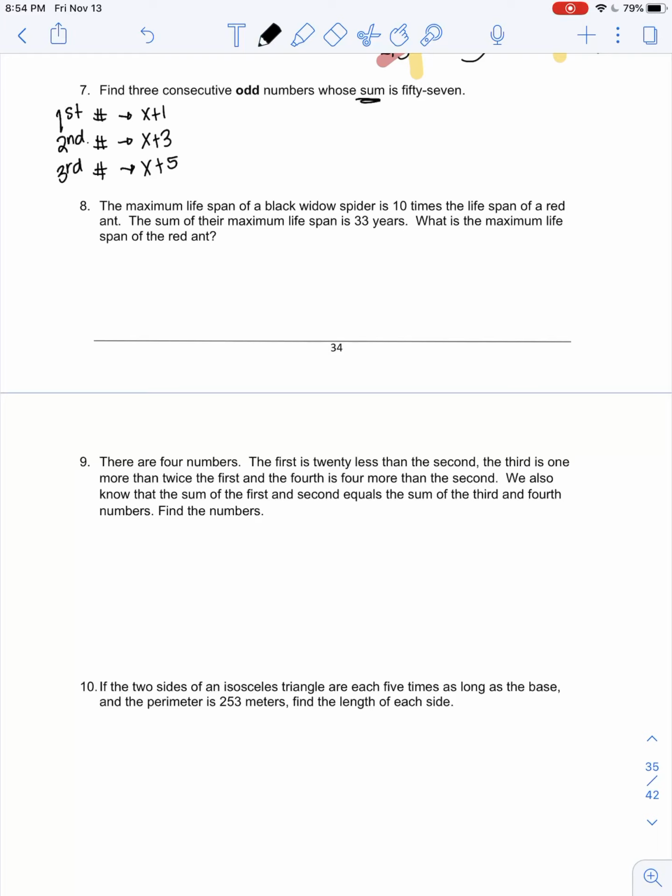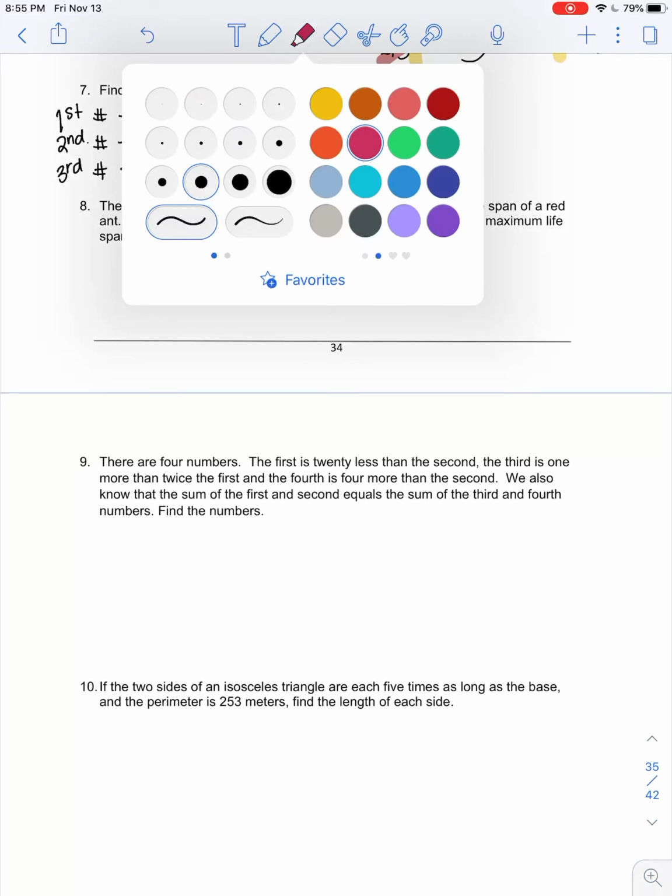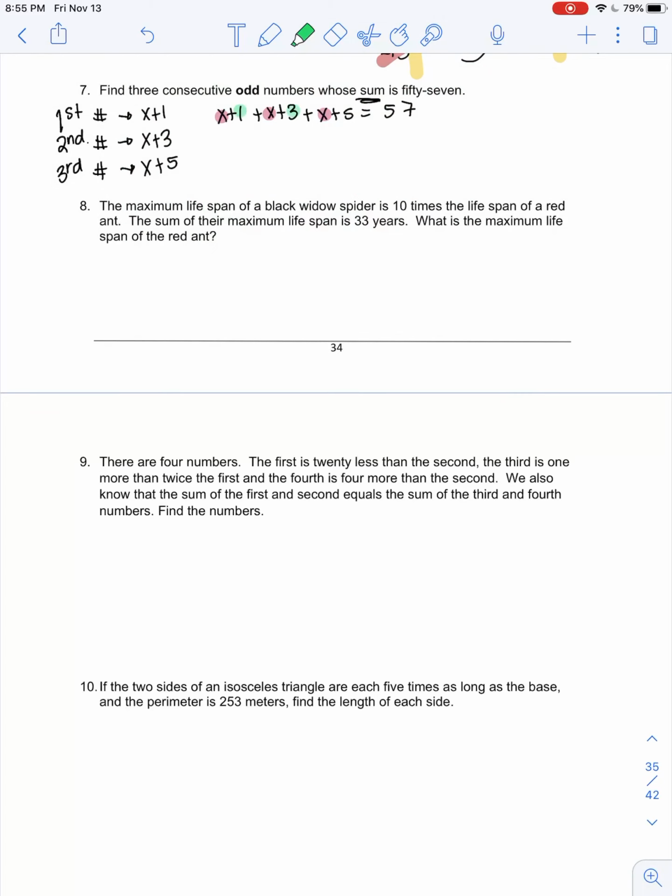Next, it asks us to do the sum. Sum means add them together. So x plus 1 plus x plus 3 plus x plus 5 equals 57. We want to start by adding up the like terms. These are alike, and these numbers are alike. So x plus x plus x, there's a 1 even if you don't see it in front, would be 3x. 1 plus 3 plus 5 would be 9. So 3x plus 9 equals 57.